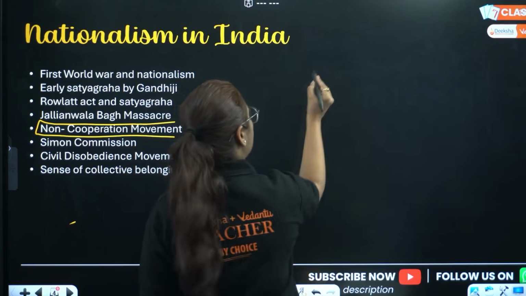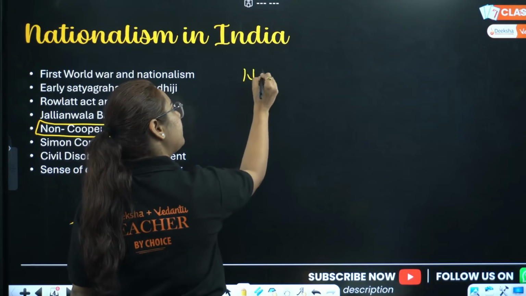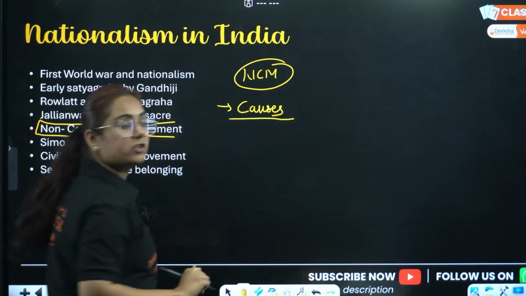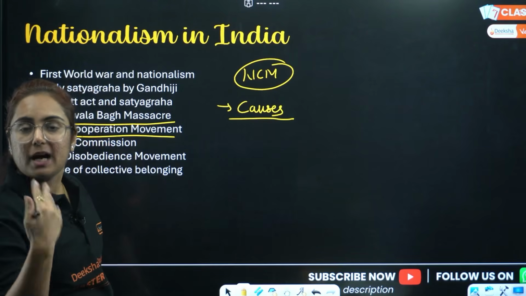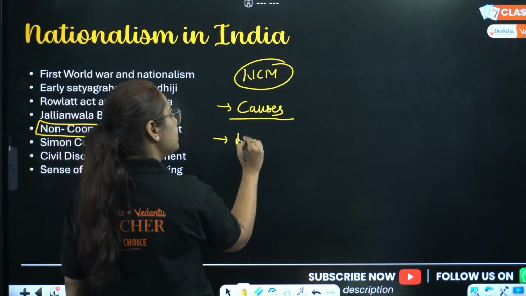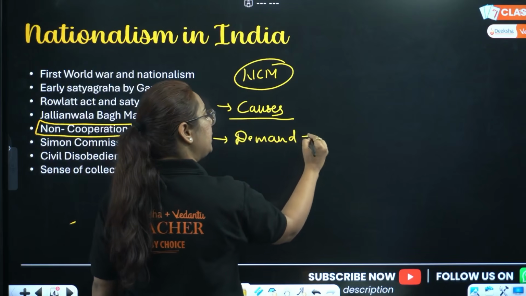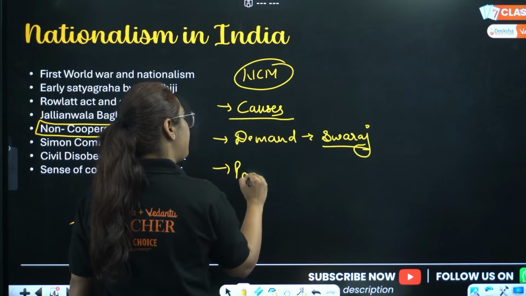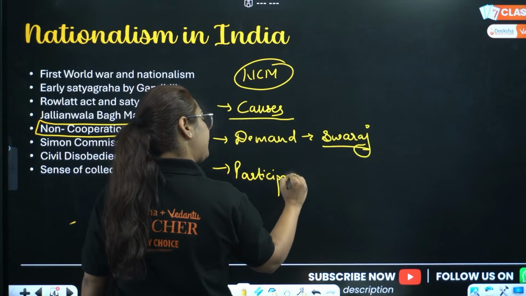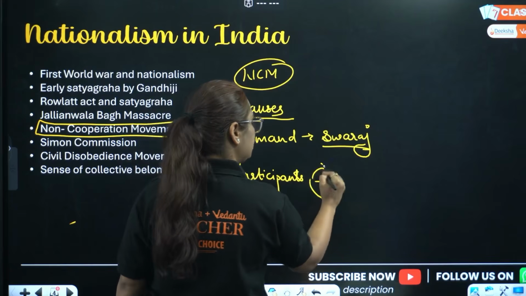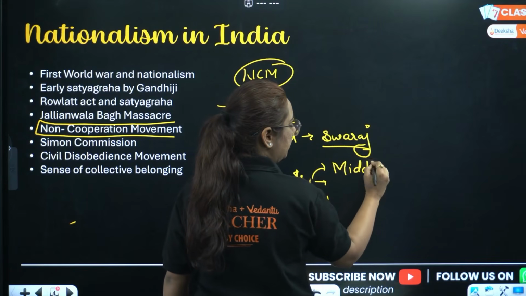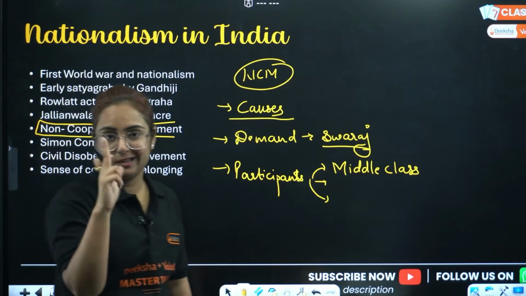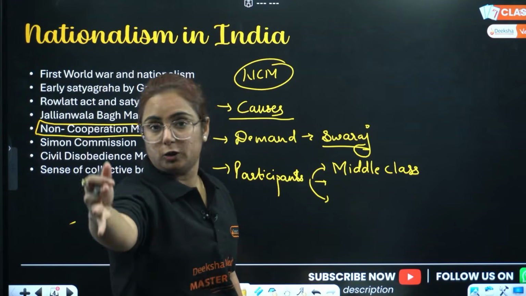Now, what are the important points we have to see whenever we are starting a movement? That is, what are the causes of the movement? So we know the causes: the Khilafat issue, Jallianwala Bagh Massacre, Rowlatt Act. Okay, what is the demand of the movement? The demand of the movement is Swaraj. Who are the participants in the movement? In the chapter, you know that Swaraj was different for all the people, in which we will write about middle class people. Here is one more question: how did the non-cooperation movement impact the British economy? Write it down, note it down, it is going to come for sure.